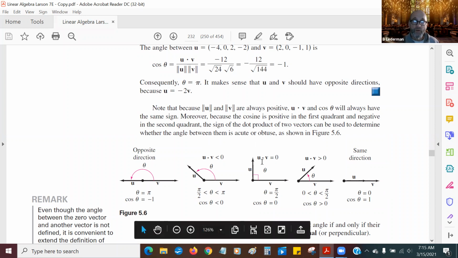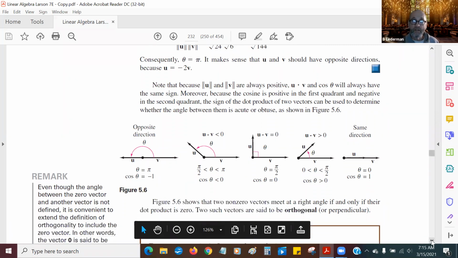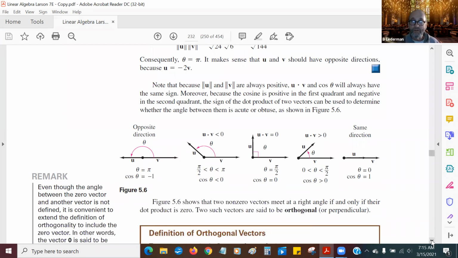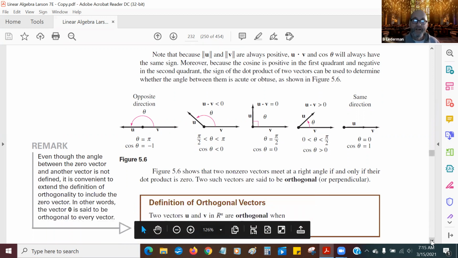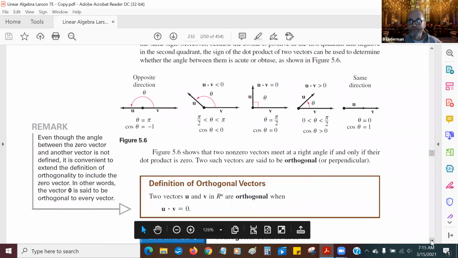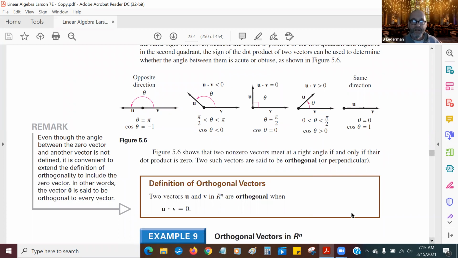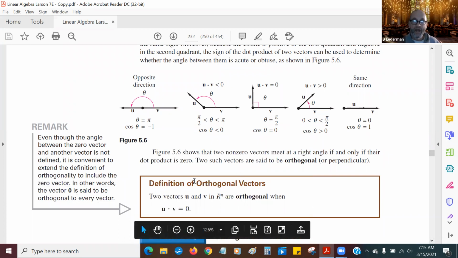This case right here, when the dot product is 0. The vectors are perpendicular. Now perpendicular, I guess, is not fancy enough of a word, so we have to make a new word called orthogonal. And that's me being cynical. But here's how we define an orthogonal vector in Rn.